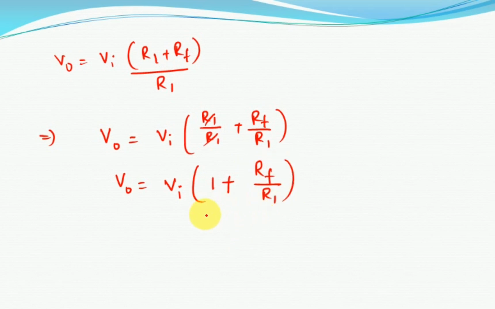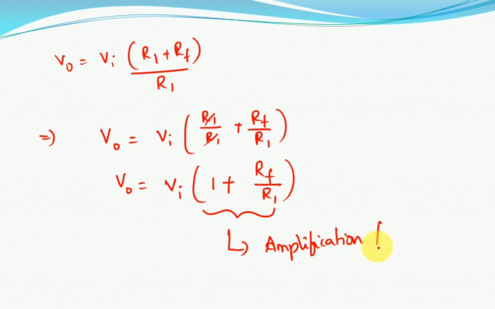This 1 plus Rf by R1 we can call the amplification factor or gain of the non-inverting amplifier circuit. So this is how to derive the output voltage of a non-inverting amplifier circuit with respect to the input.